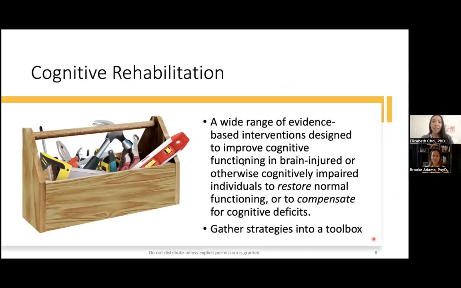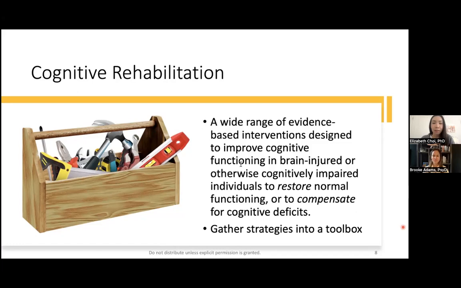All right, so this brings me to talk about what cognitive rehab really is. It is essentially a collection of a wide range of evidence-based interventions that are designed to improve cognitive functioning in brain injured or cognitive impaired individuals. The goal is to either, or actually both, to restore normal functioning and or to compensate for cognitive deficits.